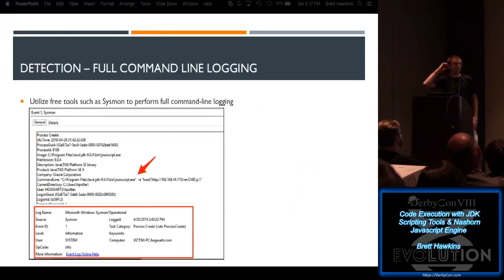So the first one, full command line logging. This is just a default install of Sysmon. I'm by no means a Sysmon expert, I just had a default install. With Sysmon, you can do full command line logging. So you can see here, there's a process create with JRunScript, and you can see I'm calling the load function to remotely load a reverse shell that I'm hosting on my web server. Full command line logging is one thing, but you need to get those logs sent to your SIEM and alerts built off of those logs, because if you're just logging with nothing else, it's pointless, right? So that's something that you need to take a look at.